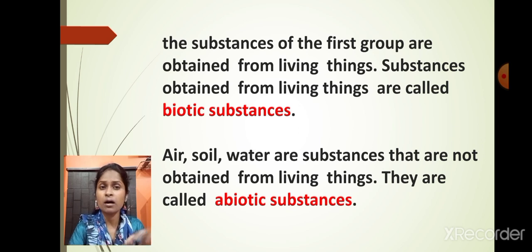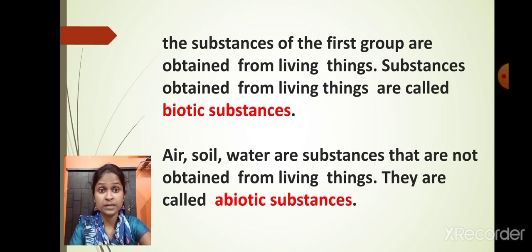And what do you mean by abiotic substances? Whatever material we get from non-living things, like for example air, soil and water, etc. Such material we call what? Abiotic substances. So this is the basic difference between biotic substances and abiotic substances.